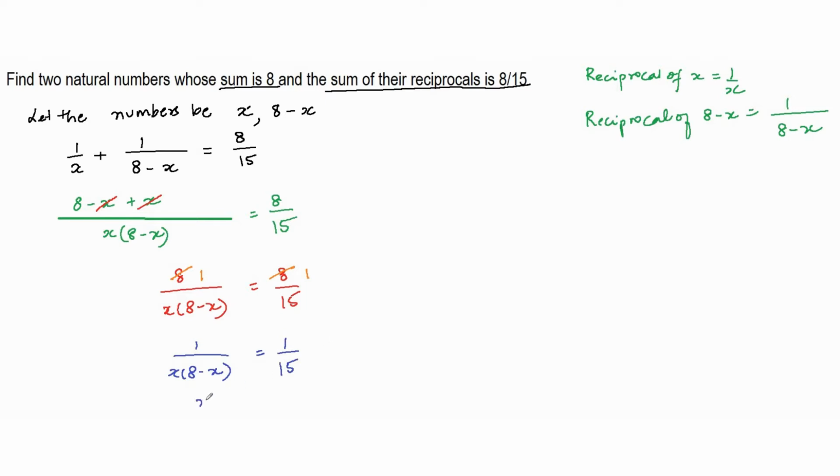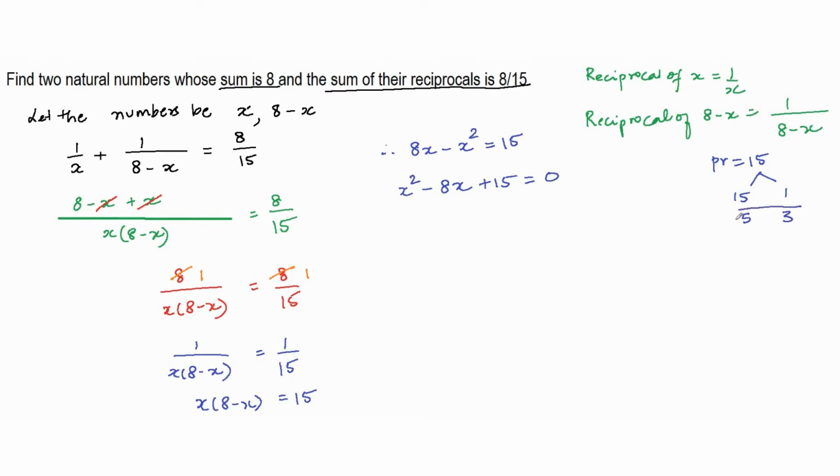Cross multiplying, I get x into 8 minus x is equal to 15. And therefore 8x minus x square is equal to 15, which means x square minus 8x plus 15 is equal to 0. This is the quadratic equation that I get. Now I need two numbers whose product is 15. So 15 is 15 ones, but that doesn't give a sum of 8, or it is 5 threes, and 5 and 3 definitely give a sum of 8, and it's negative 8. So negative 5 and negative 3.